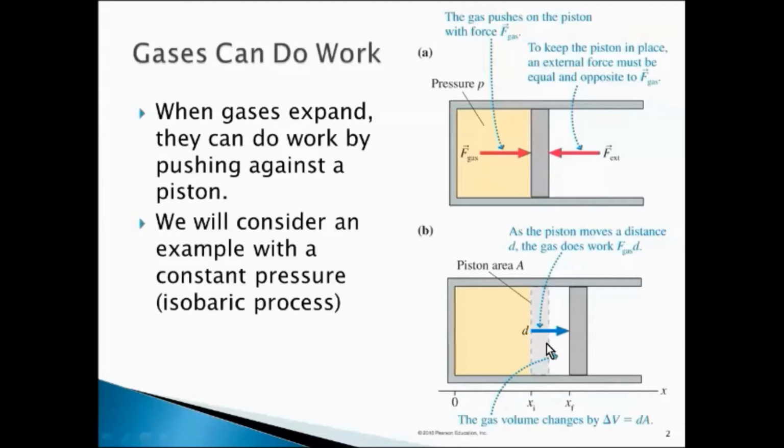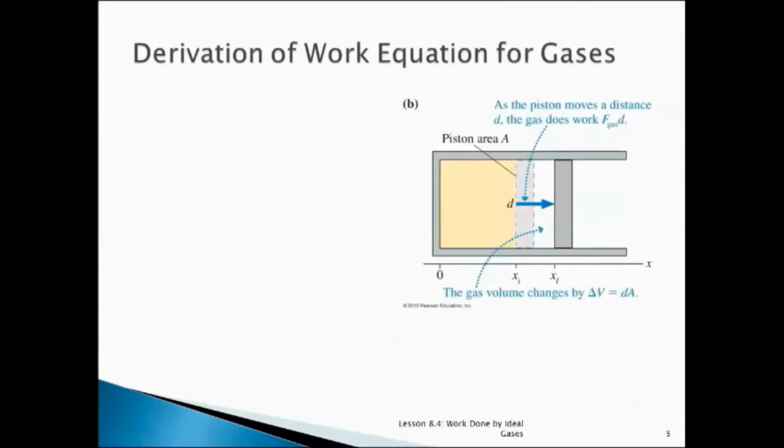So we're going to consider an example where our pressure is constant. Our volume is changing, but our pressure is constant. And pressure constant is an isobaric process. So let's think about how we can come up with what equation we can use for the work done by a gas. So we start with our basic work equation.